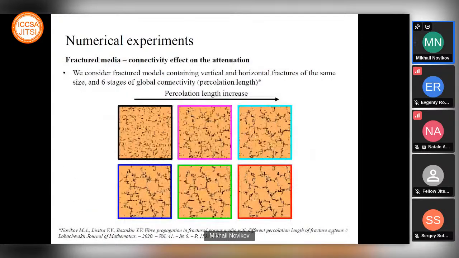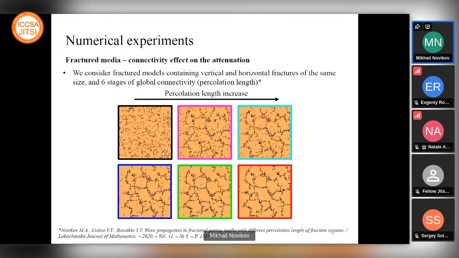So the second set of experiments is aimed to investigate the effect of fracture connectivity on the seismic attenuation. To do so, we consider fractured models with different connectivity degree. By connectivity degree, I mean the different average length of connected fracture chains. We can call it the percolation length. So here we can see six samples with different connectivity degree from black to red, from left to right, from top to bottom.